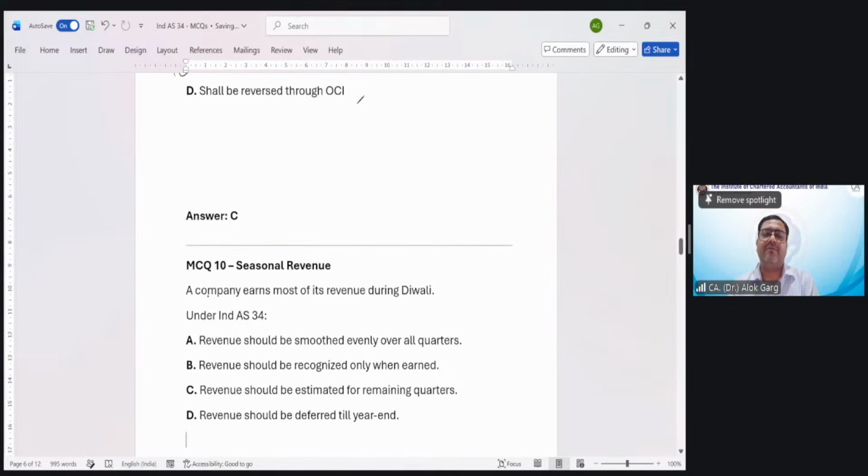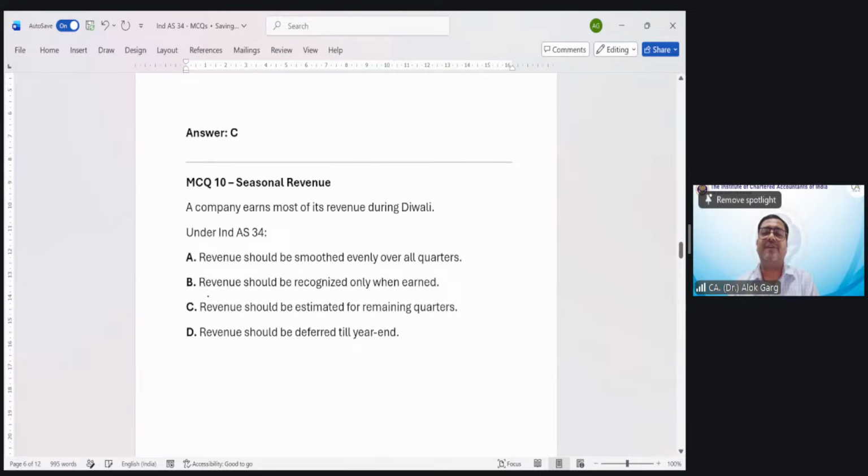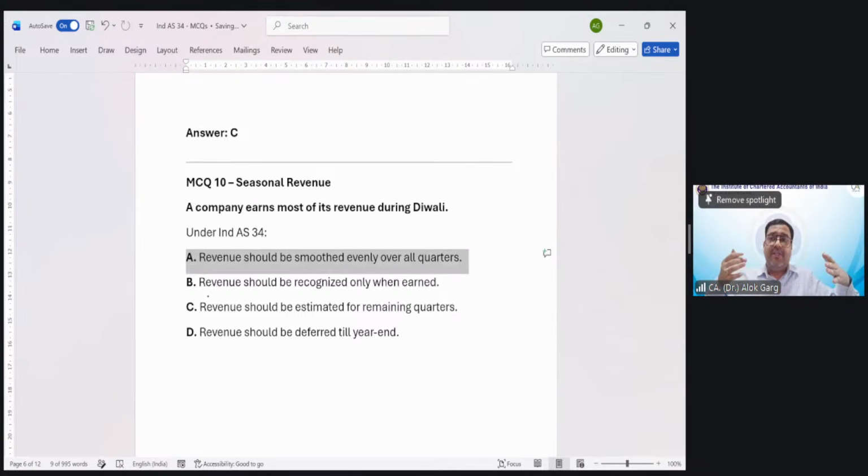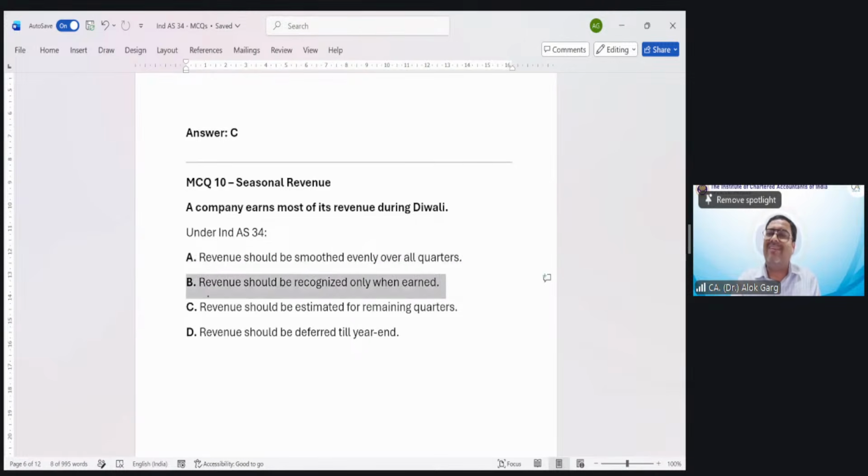Seasonal revenue. A company earns most of its revenue during Diwali, the festive season. So it's a seasonal industry. A: under Ind AS 34, revenue should be smoothed evenly over all quarters, on a straight line basis. B: revenue should be recognized only when earned, in the period in which it is earned. C: revenue should be estimated for remaining quarters. D: revenue should be deferred till year end. What is the right answer?